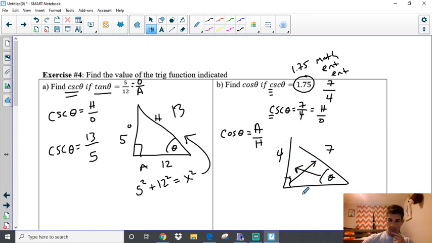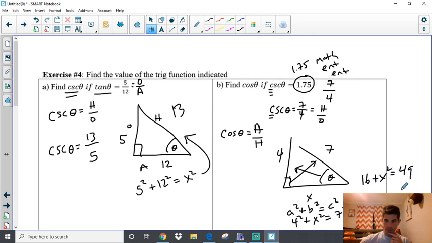So this one is not a triple, so I'm going to have to do the Pythagorean theorem. And 4 squared plus x squared equals 7 squared, okay? I'm going to do 16 plus x squared equals 49, which means x squared is 33, so this here is square root 33. So the adjacent is the square root of 33. Your hypotenuse is 7. Okay.